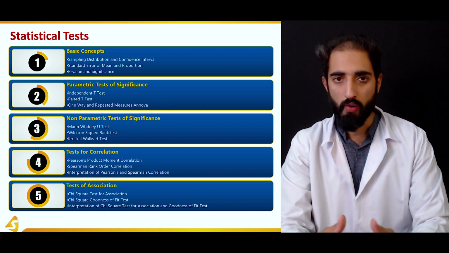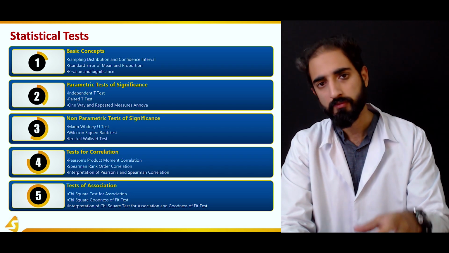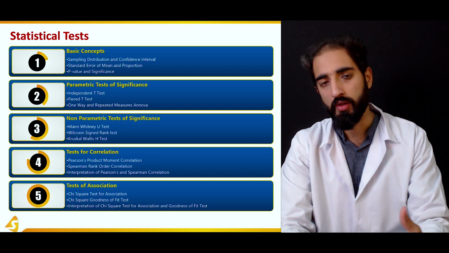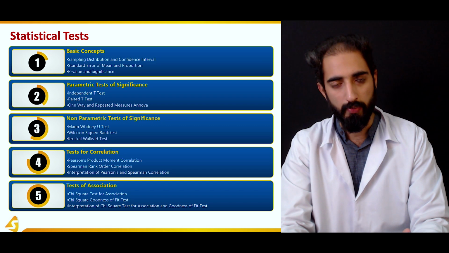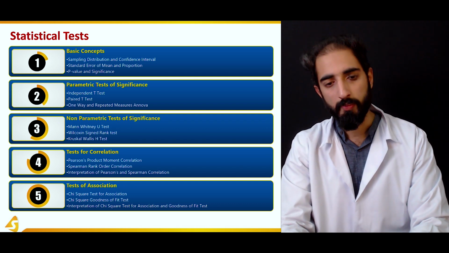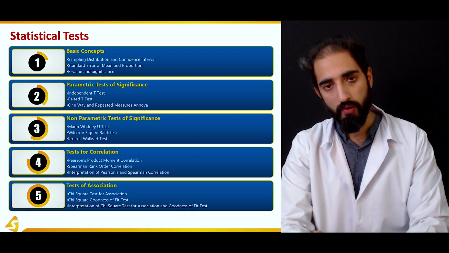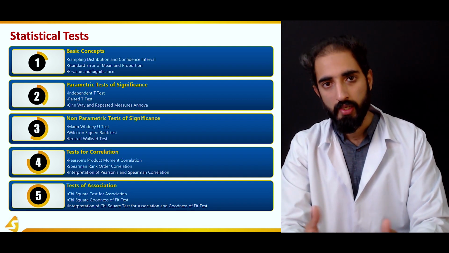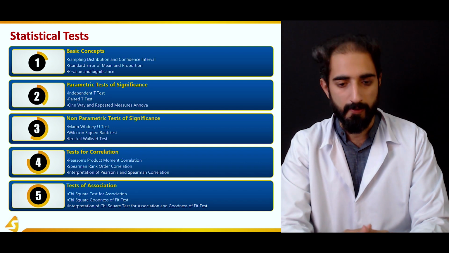Moving on, we're going to talk about a very important type of tests which are known as parametric tests of significance. These tests focus on the data which is normally distributed, and the major tests included are the independent t-test, paired t-test, one-way ANOVA and repeated measures ANOVA. Similar to parametric tests of significance are the non-parametric tests of significance, which we are going to cover in the third part of this lecture. And those tests include Mann-Whitney U-test, Wilcoxon signed-rank test, and Kruskal-Wallis H test.